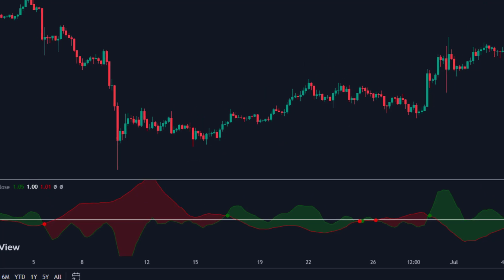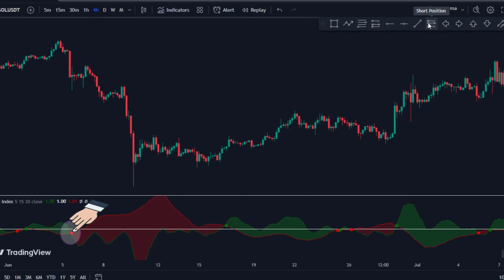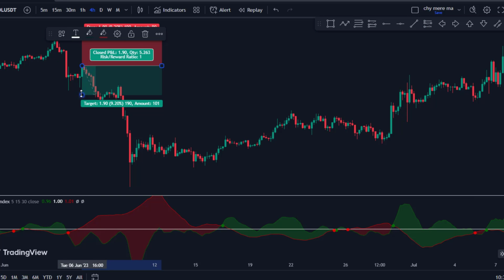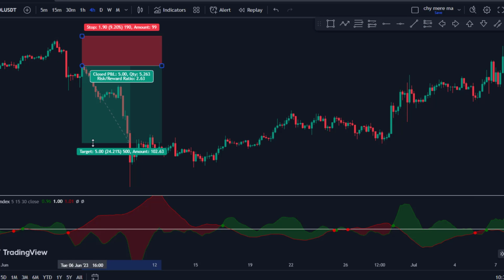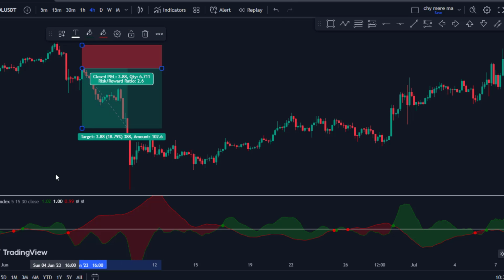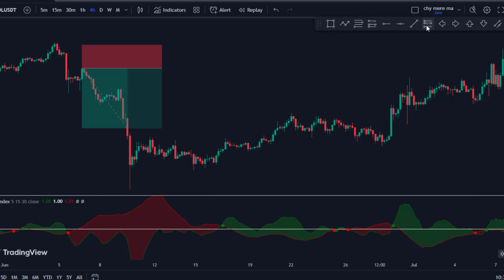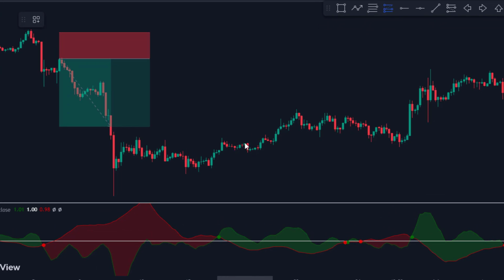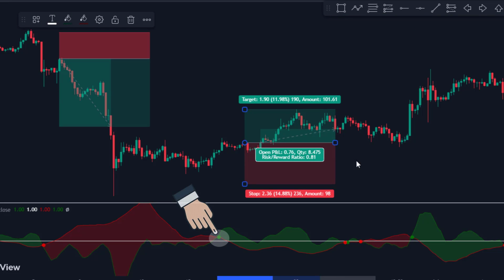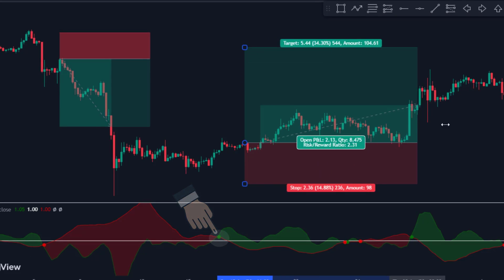For instance, you saw that the fast line has crossed under the zero line and also diverged from the slow line, and it has printed a red point. Then you can enter a sell trade targeting a 2:6 risk to reward ratio. And if you miss this trade, you can also enter a buy trade when you see that the slow line has crossed above the zero line and also the slow line has already diverged from the fast line, printing a green point.